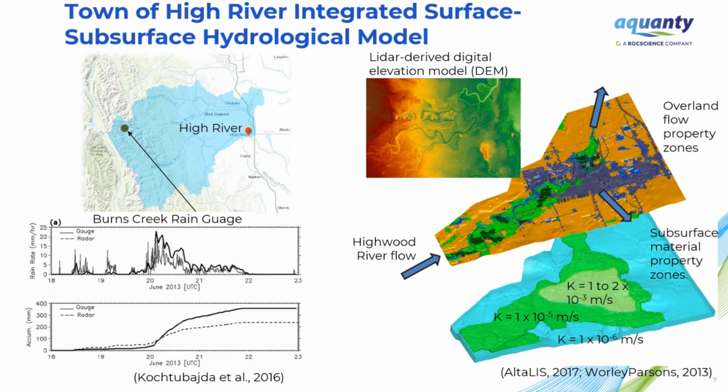But just to give a little background on the magnitude of the event, there was one rain gauge in the catchment, the Burns Creek rain gauge, which was located at that green dot in the eastern slopes of the Rocky Mountains. Over a 2-day period, that gauge saw about 380 millimeters of rainfall. That then proceeded to flow down through the tributaries into the Highwood River and into the town of High River. And the flood commenced approximately on June 20th, 2013.